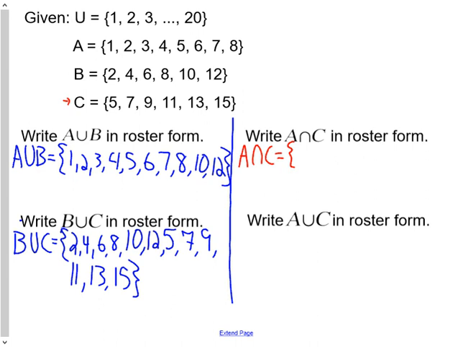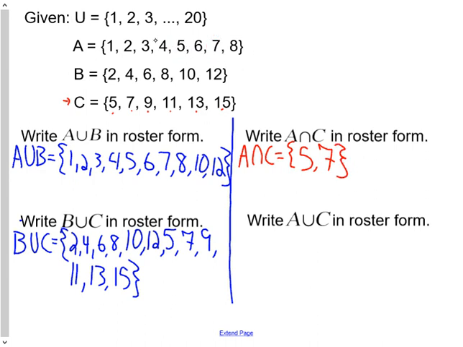This time I'm going to start with C, because it doesn't matter. I'm going to look at 5: is 5 in A? Oh, there it is. 5 is in A. Next 7, is 7 in A? Oh, got another one. Next 9, oh, it's not in there. 11 is not in there. 13 is not in there. 15 is not in there. So I only have 5 and 7 that are in both.